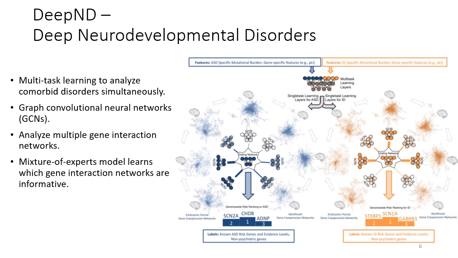So we observed these shortcomings and we propose a new method which overcomes them. Our method is named DeepND, which stands for Deep Neurodevelopmental Disorders. The model uses a multitask learning technique to analyze comorbid disorders. Here we have a multi-layer perceptron to process common features. After that, graph convolutional network layers process multiple networks simultaneously. We also incorporated the mixture of experts model to indicate which networks it utilizes are more informative. The darker the color, the more informative the network, and the larger the weight assigned to it.